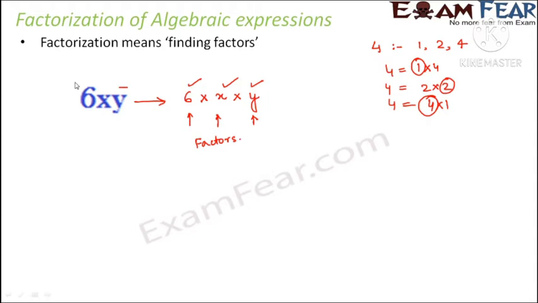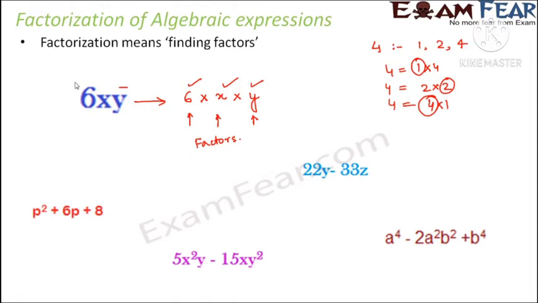But this was pretty simple. What about complex expressions like 22y minus 33z, or 5x square y minus 15xy squared? This is an even more complex expression. You might come across many other more complex algebraic expressions. So let us learn different methods to factorize expressions.